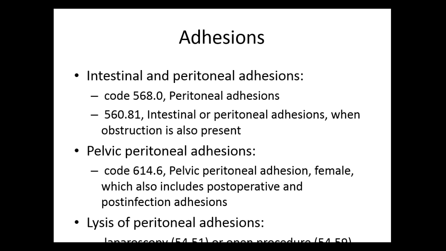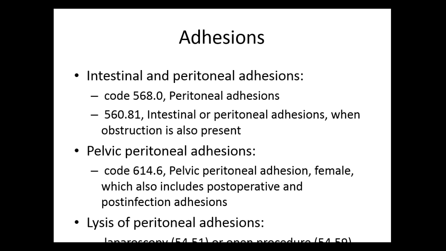Intestinal and peritoneal adhesions are classified to category 568.0. Code 560.81 is for adhesions when there is no documentation to support obstruction. Minor adhesions easily lysed as part of another procedure should not be assigned a code for the diagnosis or for the lysed procedure. Coders should not code adhesions or lysis based solely on the mention of the adhesions or lysis in an op report. If you are in doubt, you should query the physician.